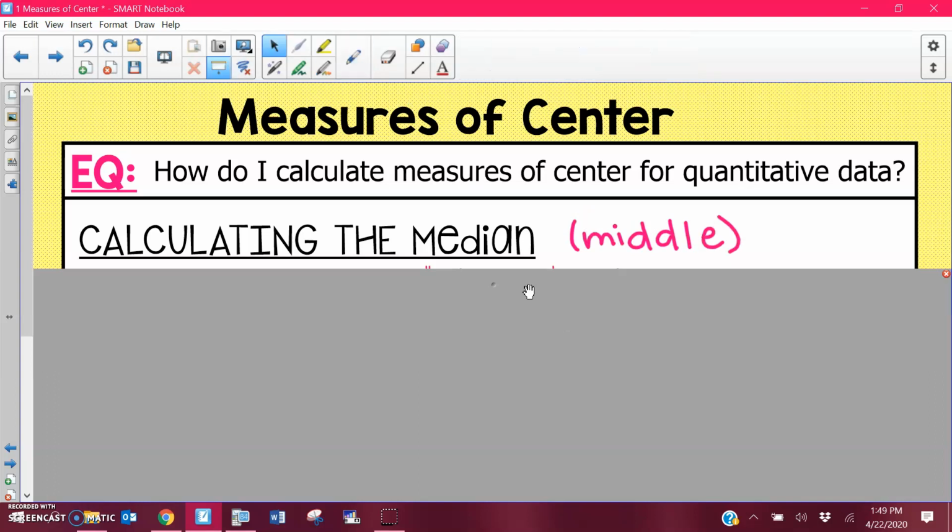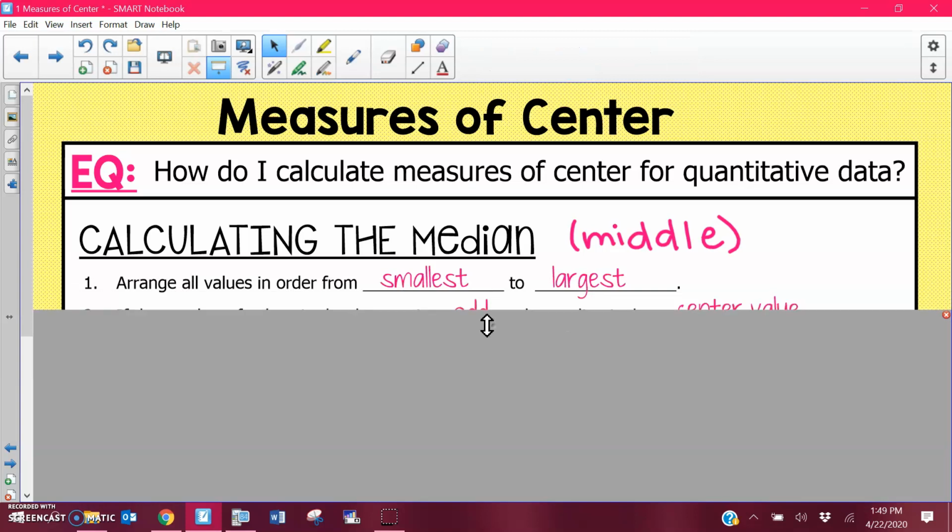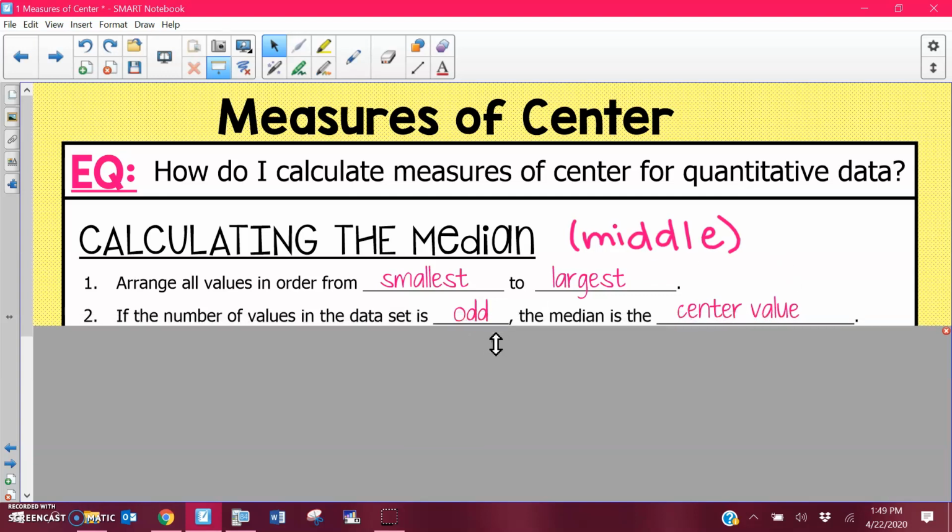That's called a median. So calculating the median, the first thing you have to do if you're doing this by hand is arrange all the values in order from smallest to largest. So if your set's not in order, you have to reorder it and make sure it's from smallest to largest. After that, if the number of values in the set is odd, however many values in your set, the median is just the middle value. So if there were 3 numbers in your data set, the very middle of that would be 2. Pretty straightforward. It's just the center value.